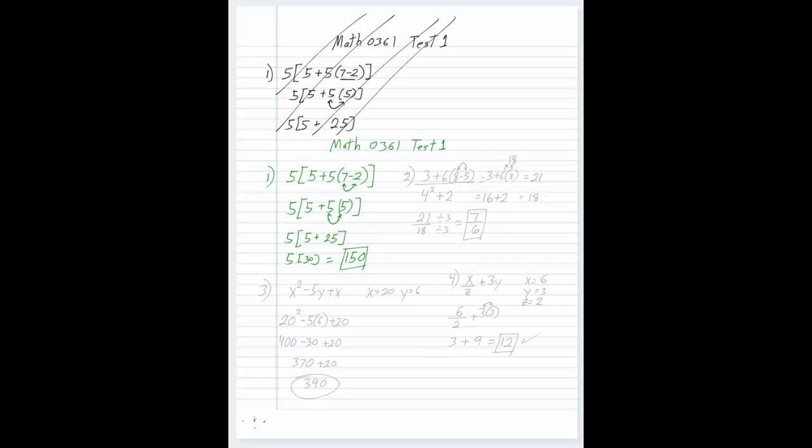Question number 2. We have 3 plus 6, parentheses 8 minus 5, over 4 squared plus 2. First, let's deal with the top part first. Looking on top, I see parentheses. And inside parentheses is 8 minus 5. Let's do 8 minus 5, which would give us 3.